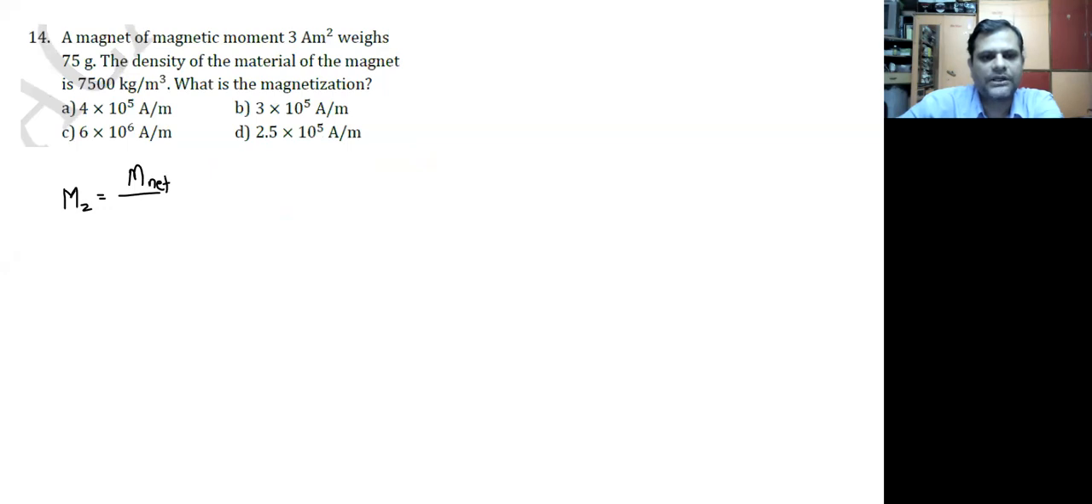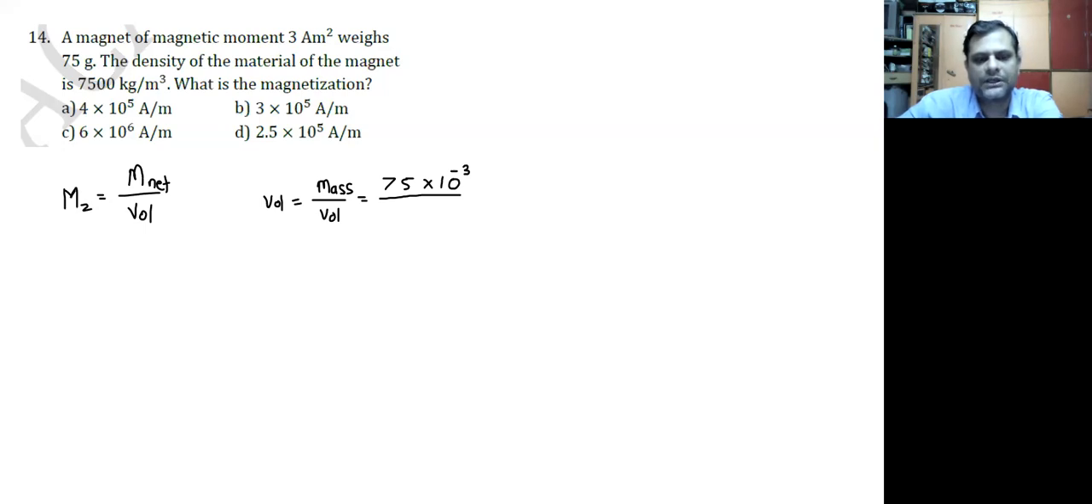Okay, as we know already that this magnetization is actually defined as the net magnetic moment upon volume, correct है? तो ये हमको फॉर्मूला मिलता है जिसमें अभी वॉल्यूम तो डायरेक्ट दिया नहीं है, but we can find out the volume by using the mass density relationship. तो volume is defined as mass upon density, correct है? तो अगर हम ये यूज करेंगे यहाँ पे तो हमको मिलेगा mass which is given to be 75 gram, but remember to convert it into kilogram. So 75 gram means it will be 75 into 10 raised to minus 3 kilogram.